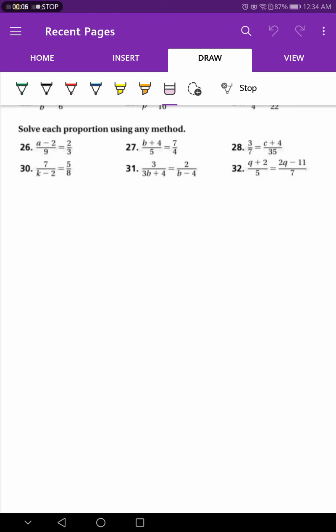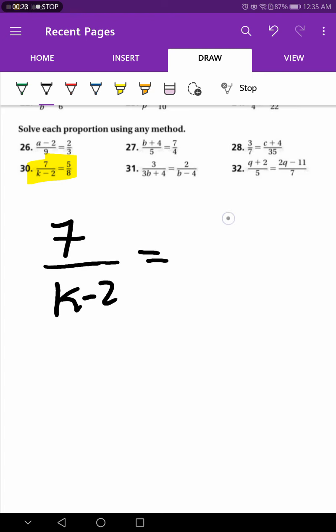Our mission today, solve proportions. Okay, I will start with question number 30. It is 7 over k negative 2 equal 5 over 8.